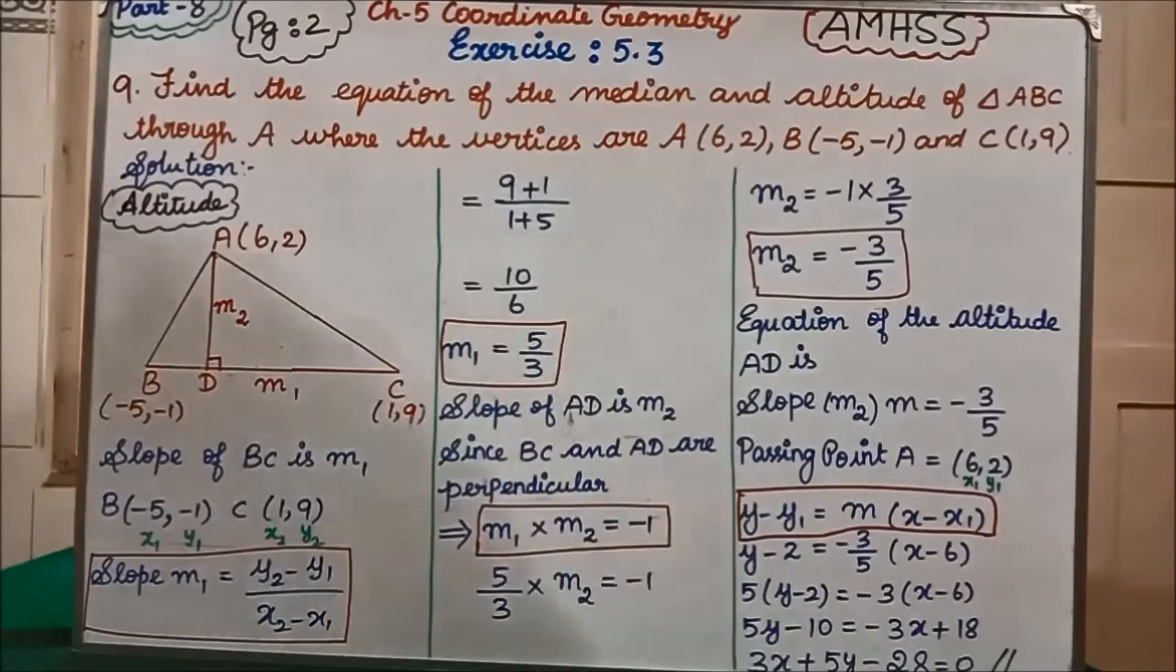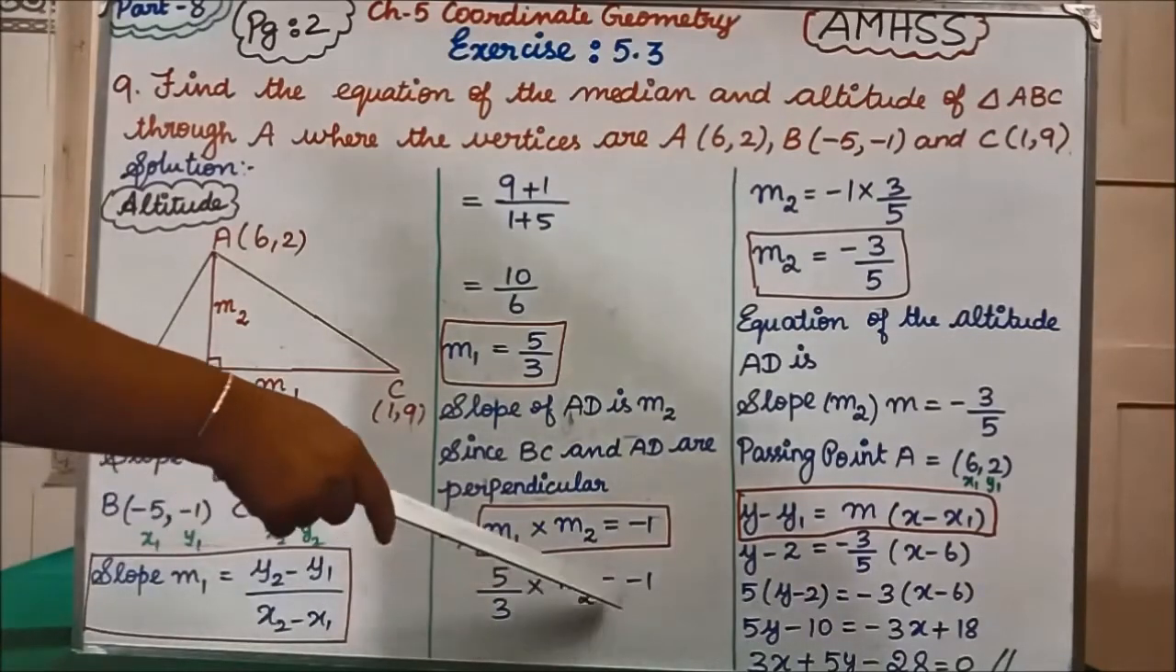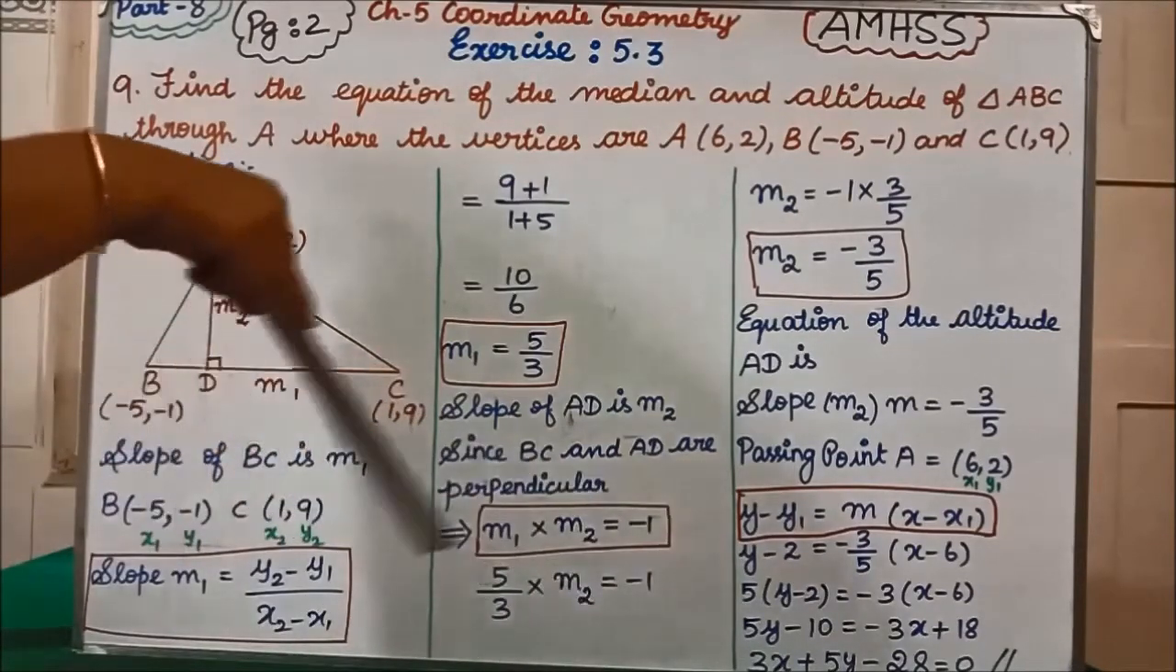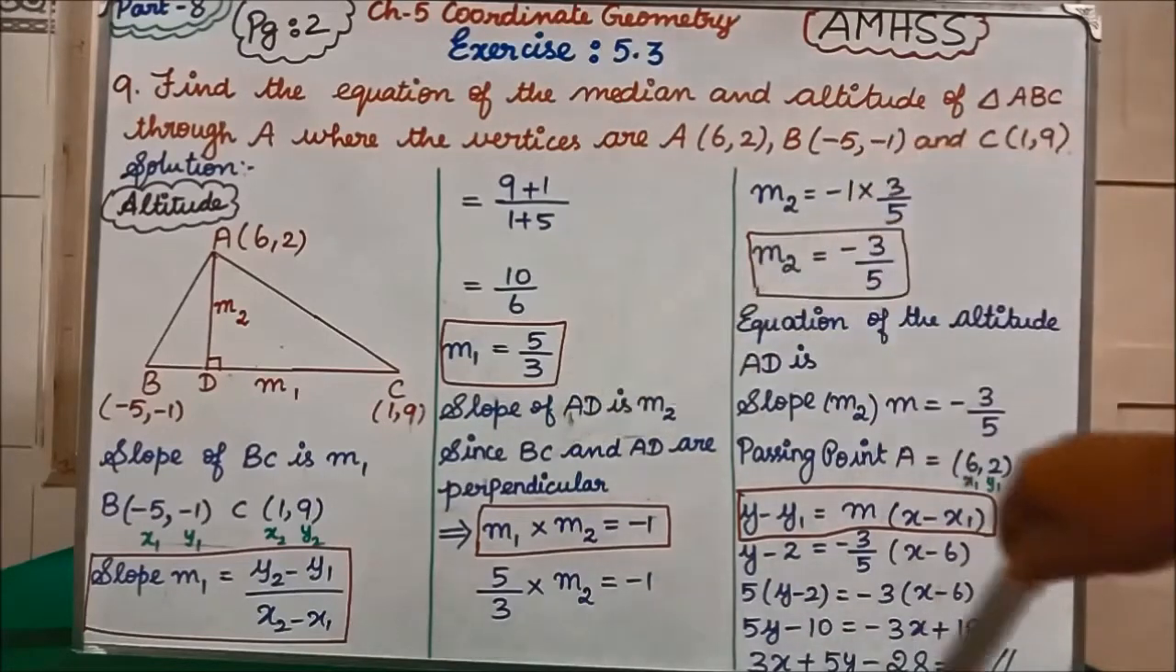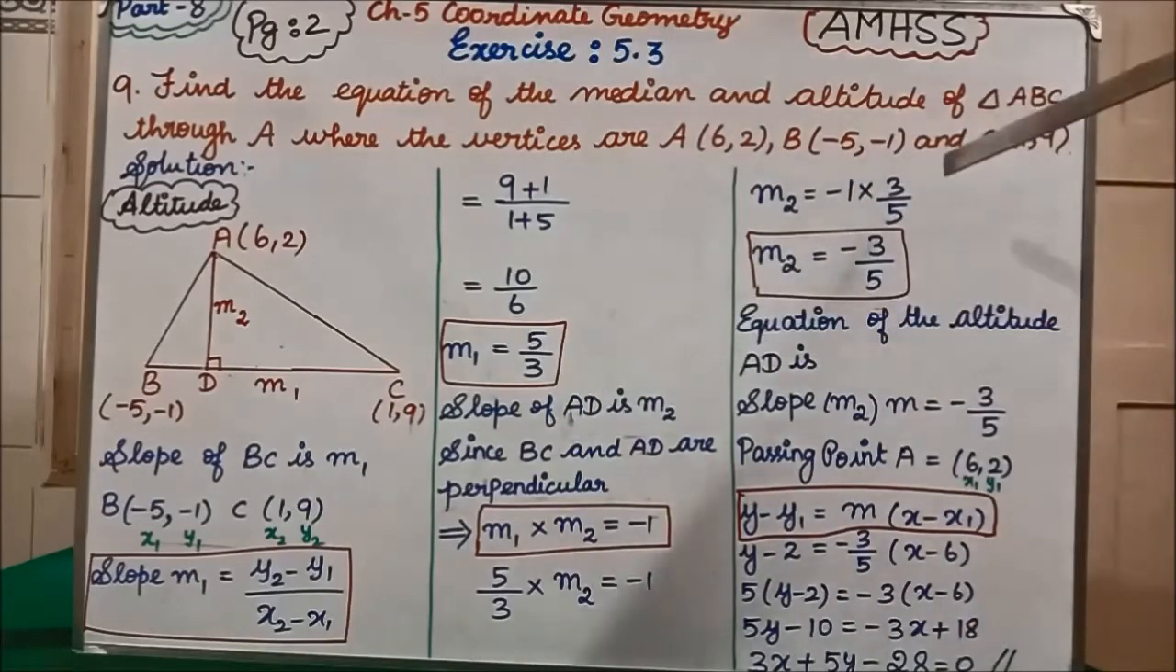The next step, M2 is equal to minus 1 divided by 5 by 3. So M2 is equal to minus 1 into, if this 5 by 3 goes to that side, it will become the reciprocal. So I have written 3 by 5. Clear? If this 5 by 3 comes down, then it becomes the reciprocal, 3 by 5. So minus 1 into 3 is minus 3 divided by 5.